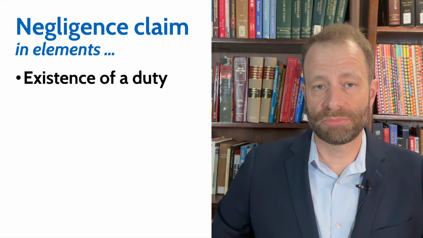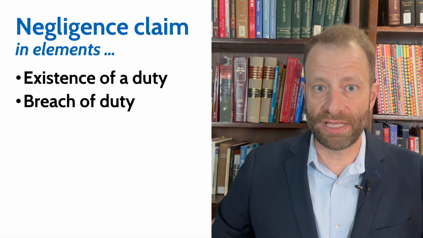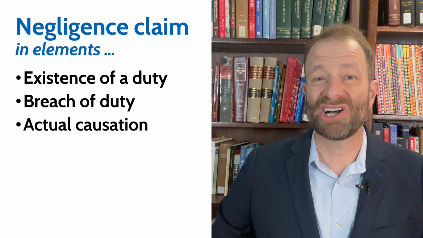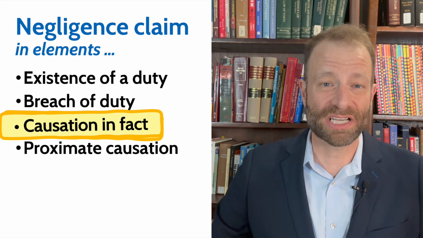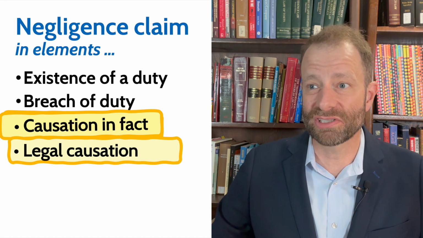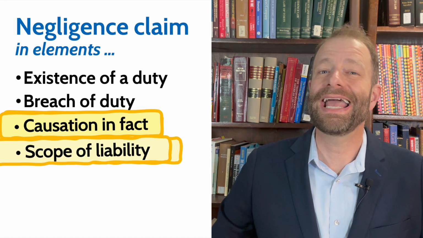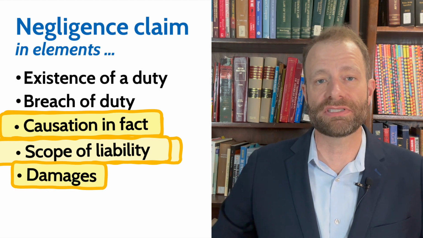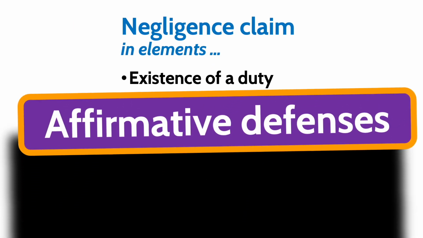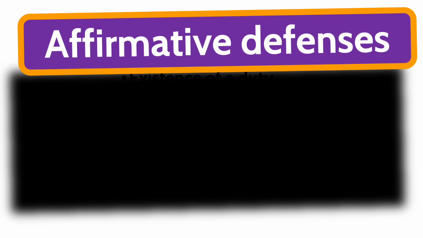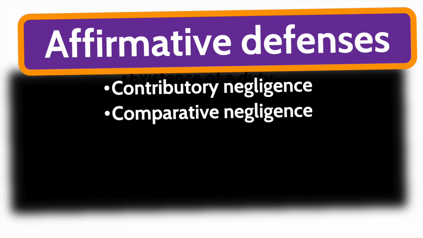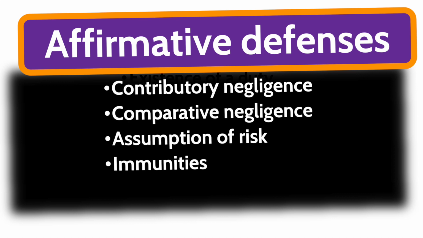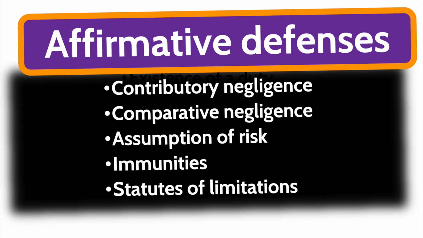Duty of care owed to the plaintiff, breach of that duty, actual causation, also called factual causation or causation in fact, proximate causation, also called legal causation or scope of liability, and injury, also called damages. Now, if you have all of them, then you have a prima facie case, and you got to move on to consider defenses. Affirmative defenses: contributory negligence, comparative negligence, assumption of risk, immunities, statutes of limitations.